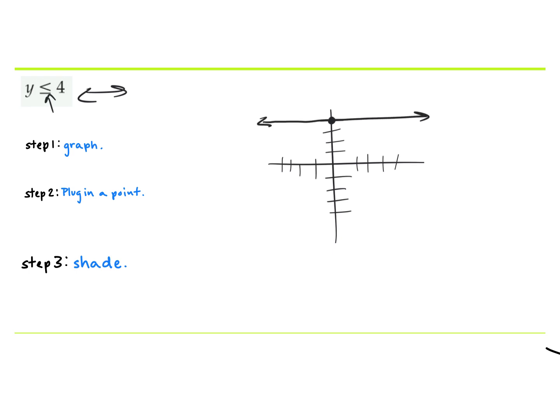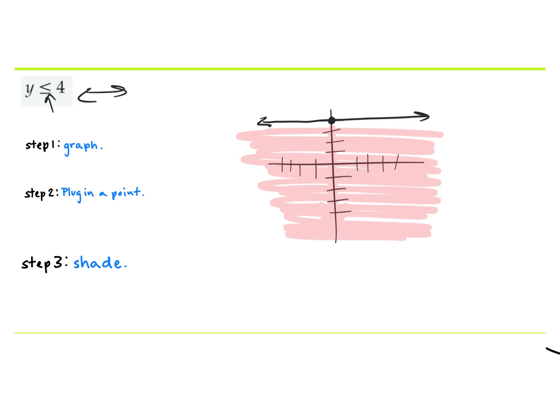Then I'm going to go ahead and graph when y is less than. So from that point, y becomes smaller as we move down. So that will be the general direction that you want to shade.